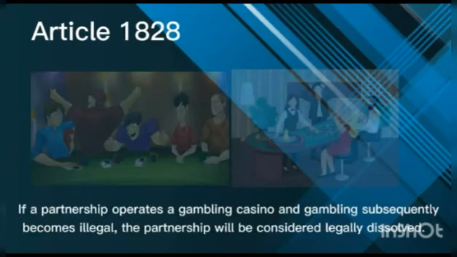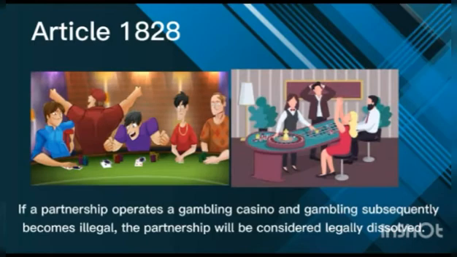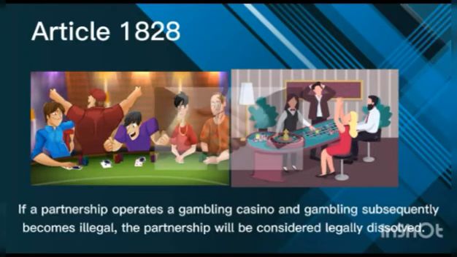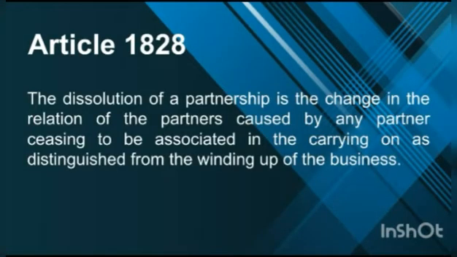For instance, if a partnership operates a gambling casino and gambling subsequently becomes illegal, the partnership will be considered legally dissolved. In addition, a partner may withdraw from the partnership and thereby cause a dissolution. If, however, the partner withdraws in violation of a partnership agreement, the partner may be liable for damages as a result of the untimely or unauthorized withdrawal. That's all for Article 1828.